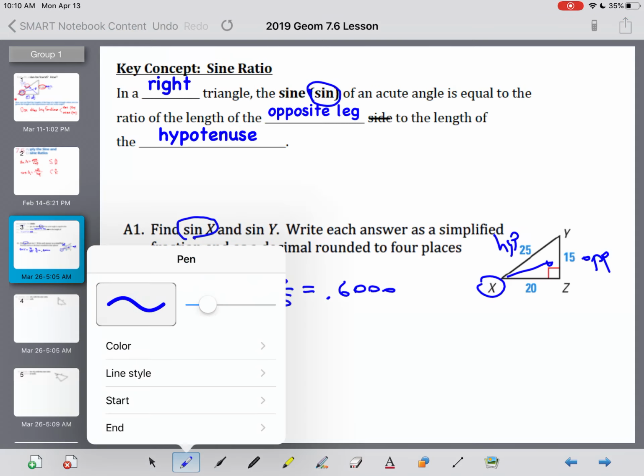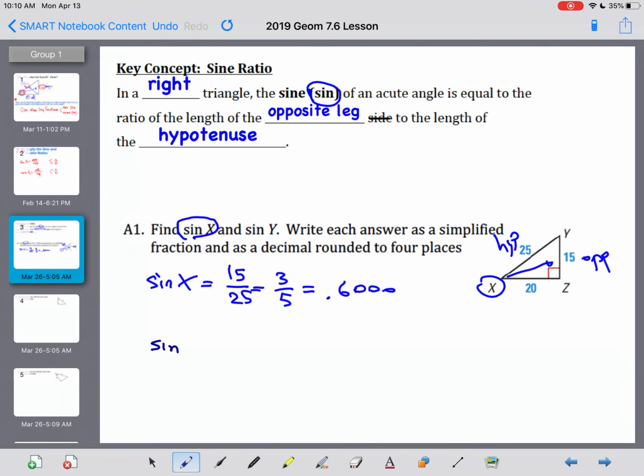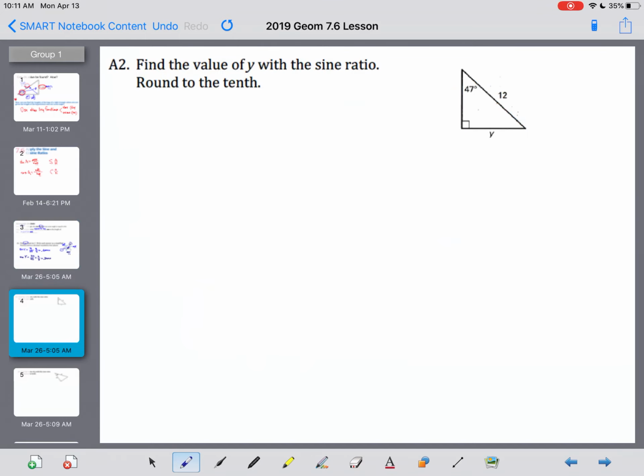If I go ahead and do the second part, the sine of big Y, I'm up here, here's my opposite now. So it's going to be 20 over 25. Take the 5s out, and I get 0.8000.